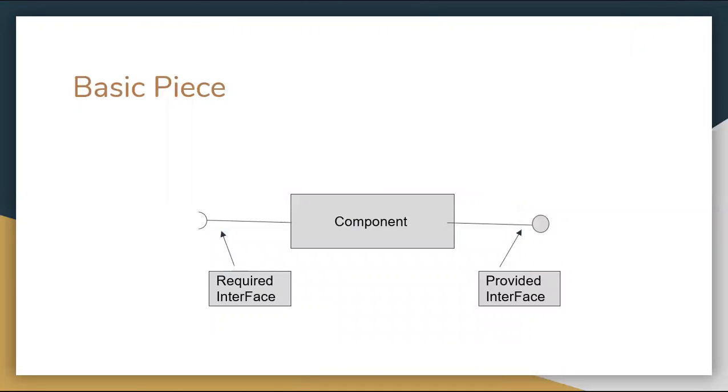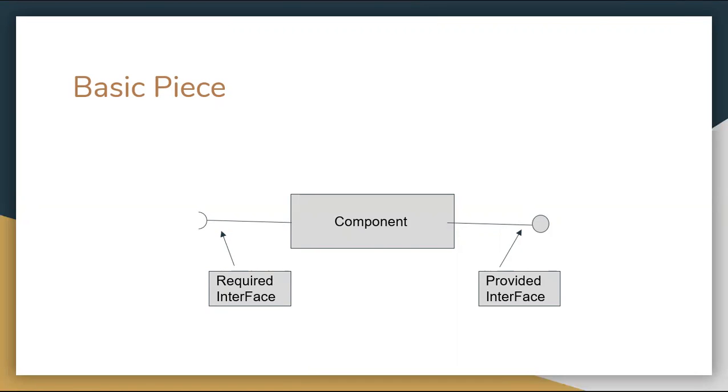Before we dive in to a whole component UML diagram, let's just take a look at first what a basic piece of a component diagram may look like. So in the rectangle would be the name of the component. And from the left, we have the required interface, what it's going to be able to use in order to accomplish the task which the component will do.